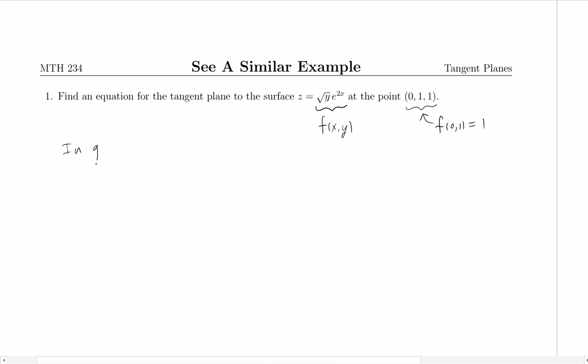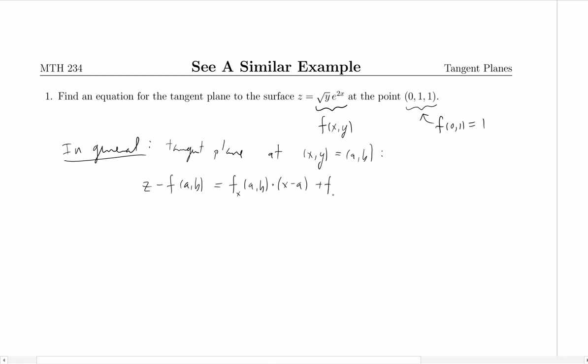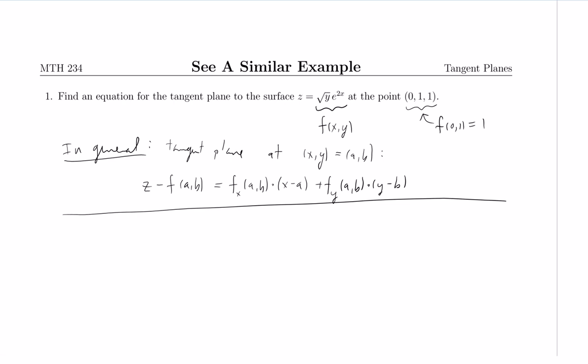So, let's recall that in general, the tangent plane at the point where x and y are equal to a and b is given by this formula. Z minus the function value at that point is equal to the partial derivative with respect to x at that point times x minus a, plus a similar term for y, the partial derivative with respect to y at the point ab times y minus b. So we just want to apply this to our specific case. So we need to just compute the partial derivatives and plug everything into this formula.